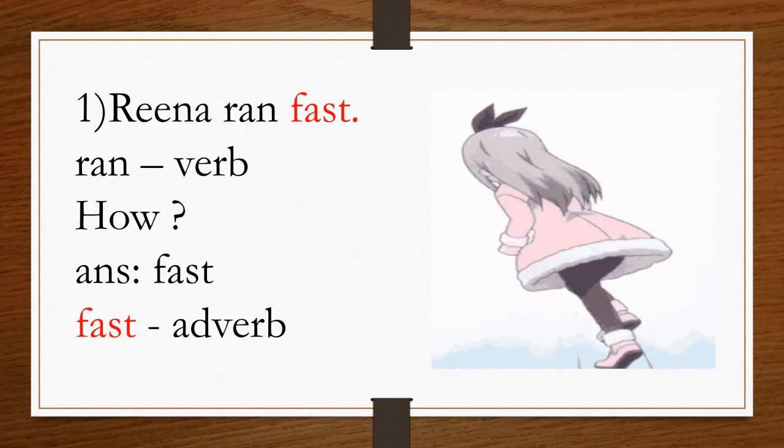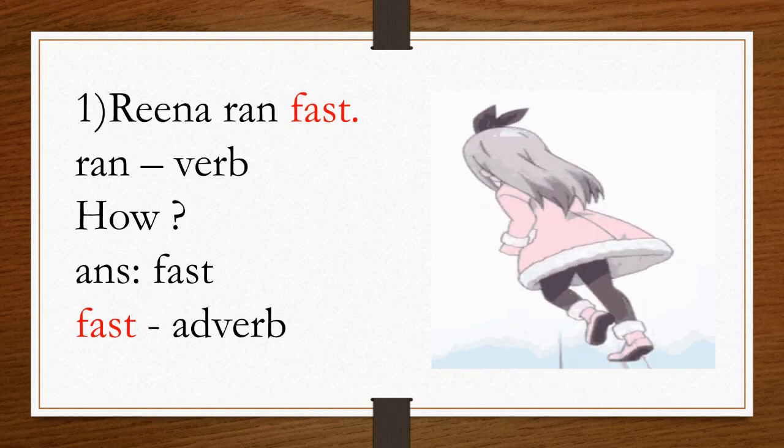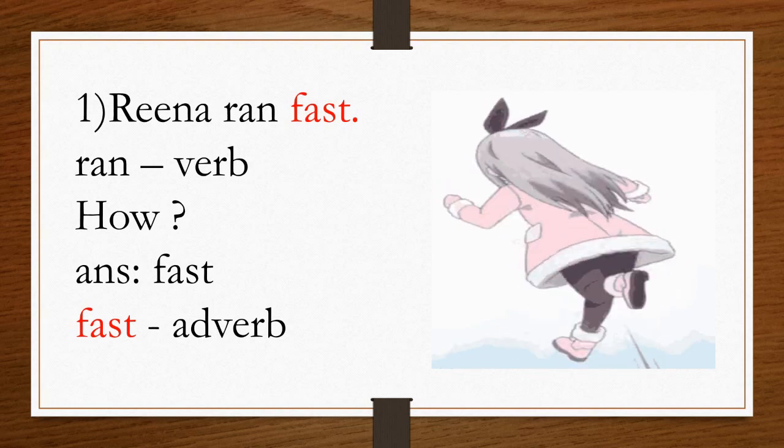Here are the examples. The first example is Reena ran fast. In this sentence, ran is a verb. So how does she ran? She ran fast. So the word fast is telling more about the verb ran. So fast is an adverb.